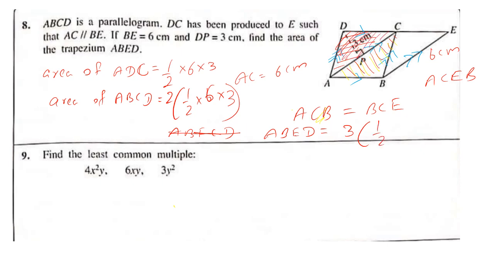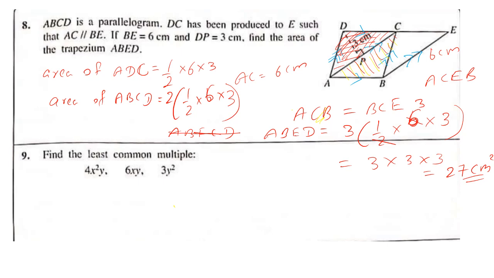This into half into base, base is 6 into height is 3, so you can cancel this, you get 3 here, and this is 3 into 3 into 3, and the answer is 27 centimeters squared, right? So this is how you get it.